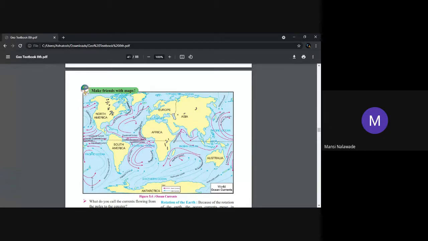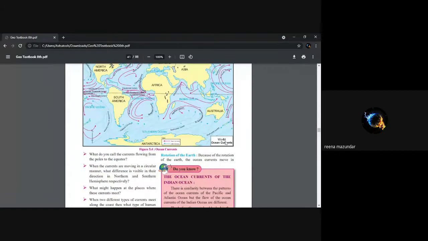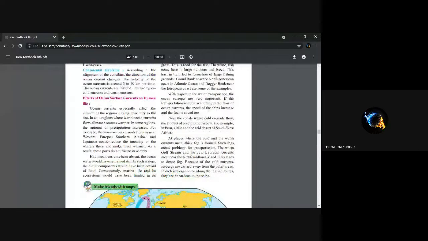So as the currents flow, I'm putting my arrow. They turn towards the north or they turn towards the south from the equator because simultaneously the earth is rotating. So due to the rotation of the earth, it goes on, and in this way we see that the currents flow. Now let us see what are the effects of currents on human life.